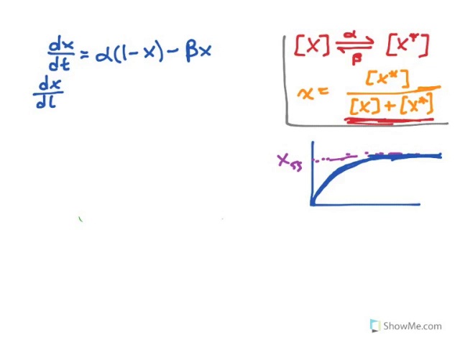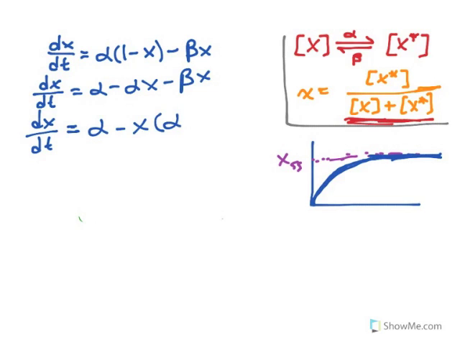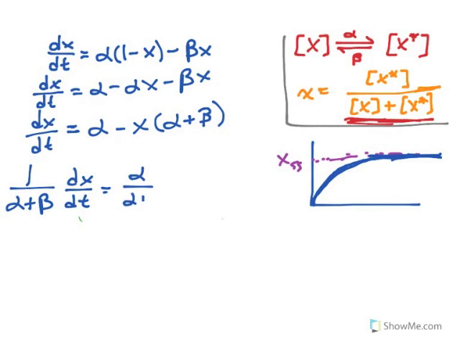I'm going to say dx dt equals minus alpha x minus beta x, and again I'm going to factor out a negative x, so I have alpha plus beta. And I'm going to divide both sides by, or multiply by, 1 over alpha plus beta. Alright, and now we have this same differential equation, but in this new form.